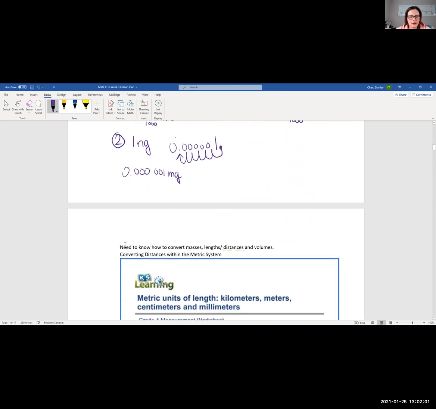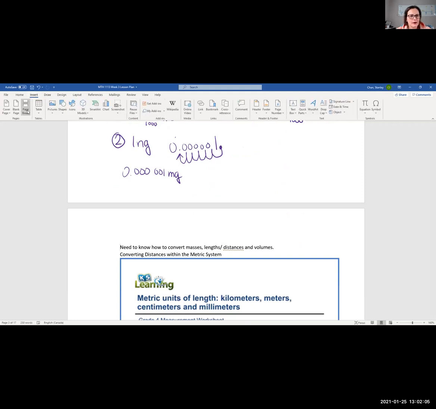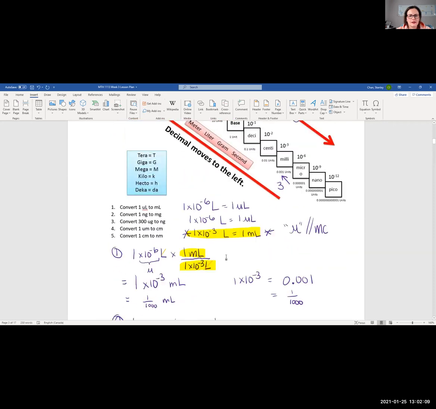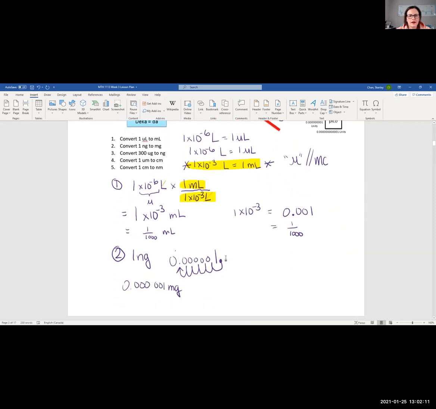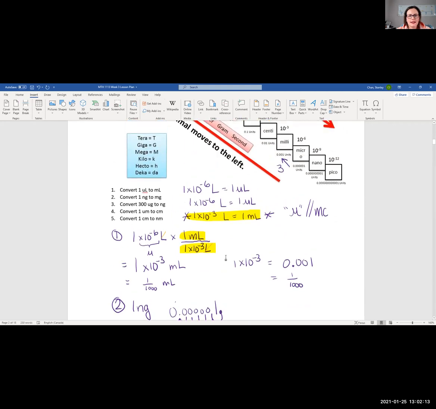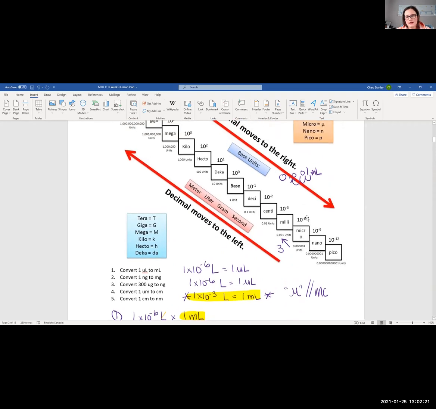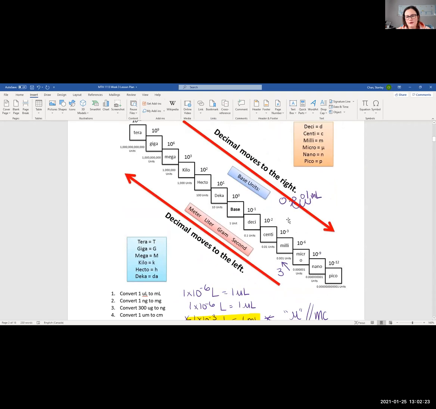All right, what about now? I'm going to create a bit more of a page break here because I think we're on a roll doing some of these questions. So how about micrograms to nanograms? Now we're going from this box right here all the way down to nano. How many places do we have to move the decimal?